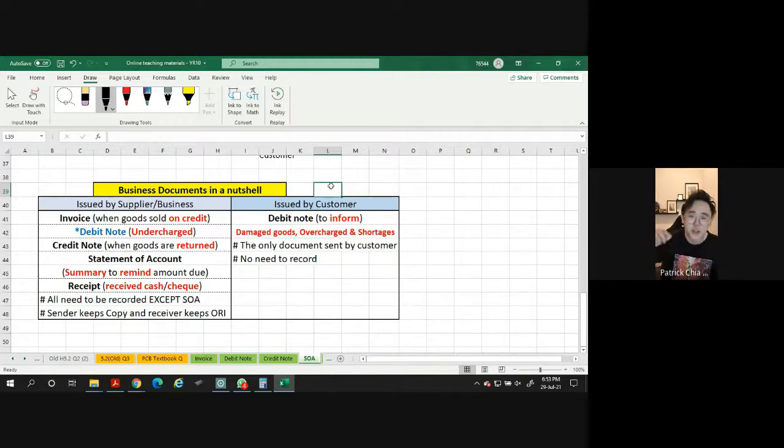Okay, so for the debit note, take a look at the debit note here, the special one. For this part, the seller also issues a debit note. Whoa, what happened here? This is only when it's an undercharge. Undercharge is a mistake. It's quite rare for a supplier, for the seller, to do that, correct or not?